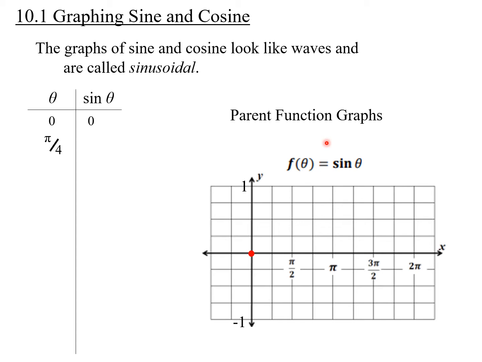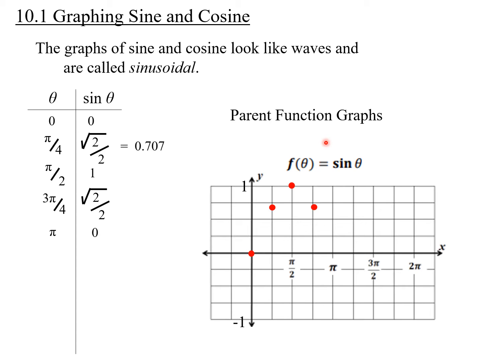We're going to go through a complete period of the wave, or a complete wave. So for pi over 4, the value for sine of pi over 4 is root 2 over 2, and the decimal equivalent is 0.707, so it's going to be roughly right around there. When theta is pi over 2, the sine of pi over 2 is 1, so we're going to plot that. Continuing, 3 pi over 4, the sine of 3 pi over 4 is once again root 2 over 2.